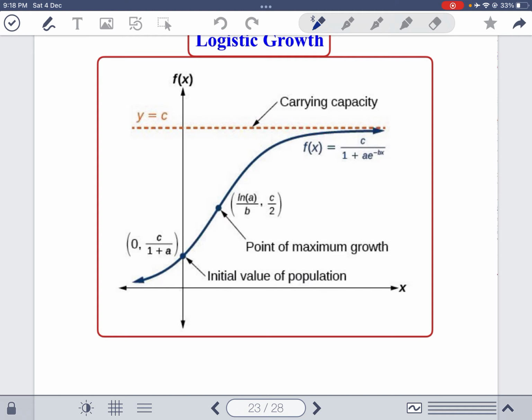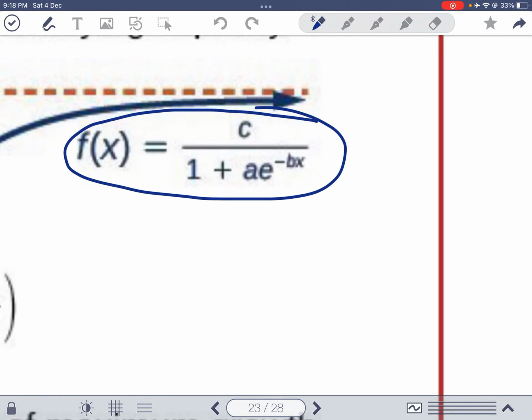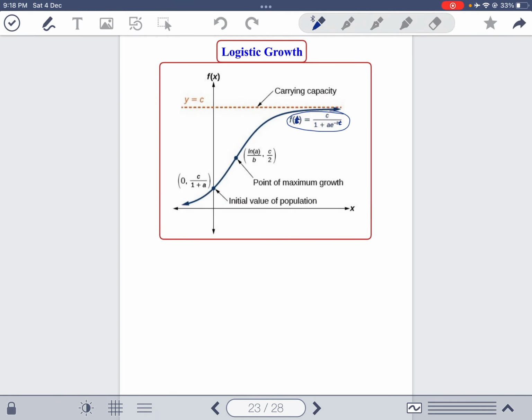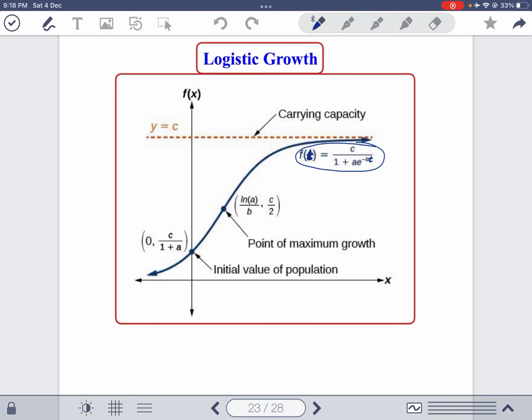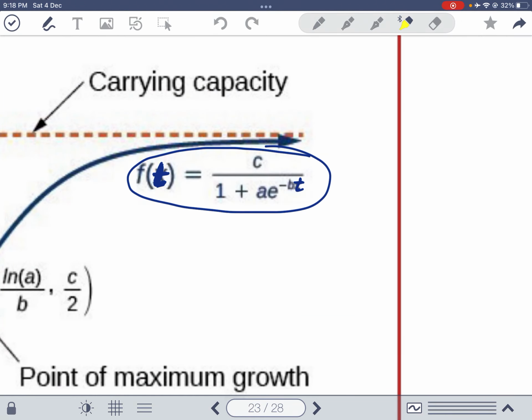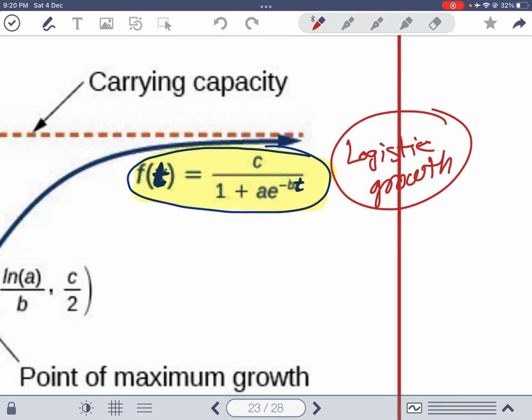So the formula for it is given here, where, of course, in many cases you need t instead of x, so you can replace this with t safely. Everything else is the same. And there are important points to know about the logistic function. Once you see any question that has this function in it, know that this is a question about logistic growth. And in this case, there are specific answers to it.